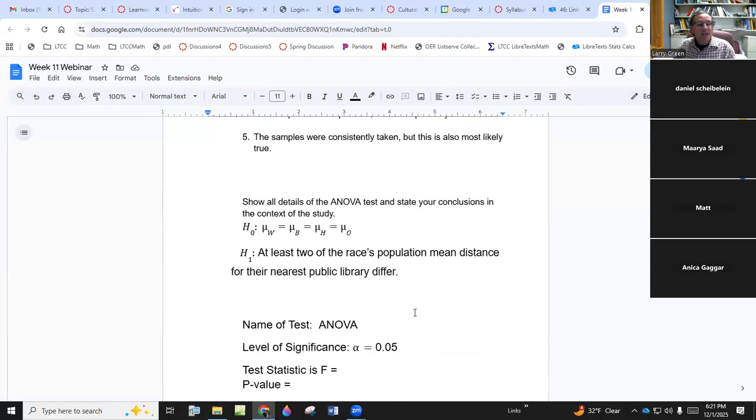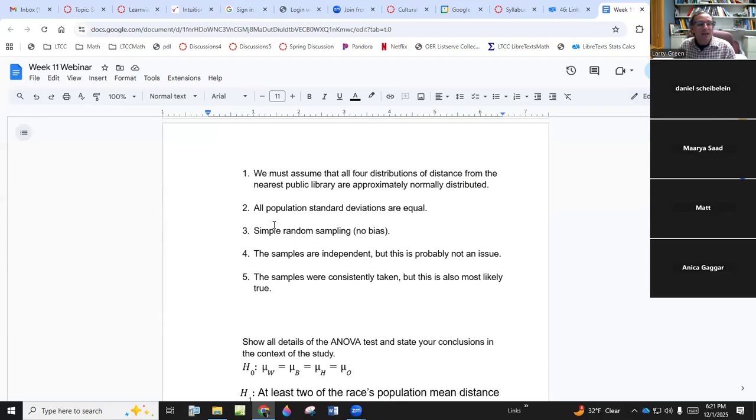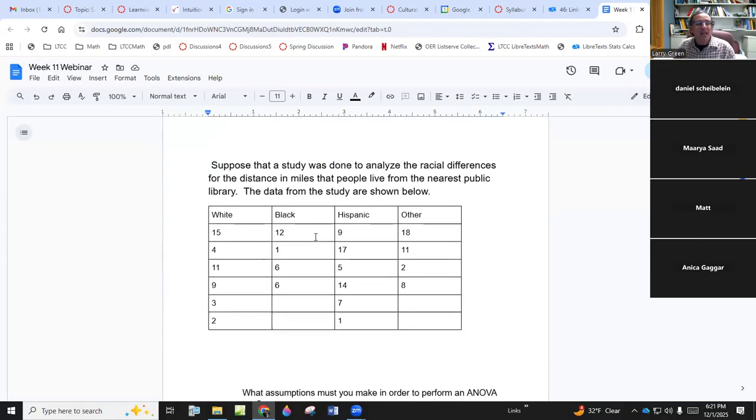Okay, and then we have to assume there was no bias. We had simple random sampling with no bias. And again, it just says a study was done. It doesn't talk about how the study was done. So we need to make assumptions because we don't know anything.